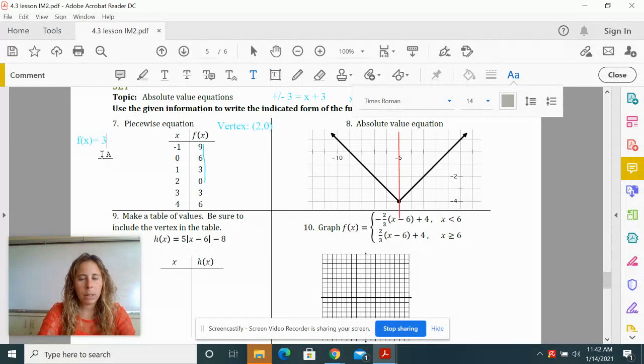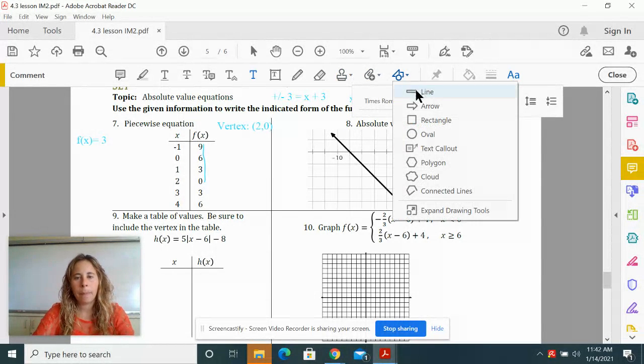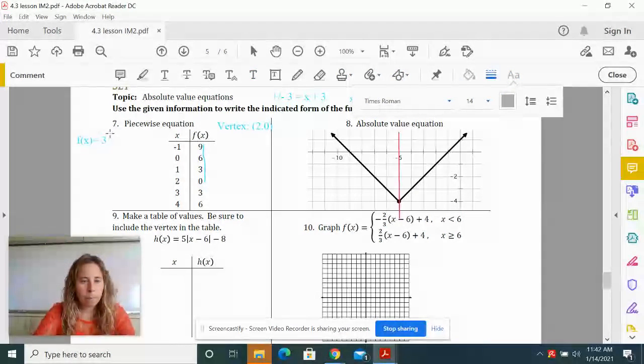Oops, I need something to do the absolute value. Just draw a line. Oop. Come on, work with me, work with me. Oh my gosh, computer.